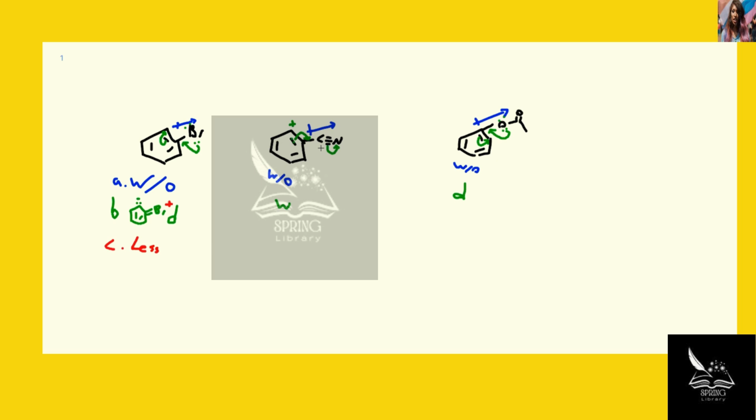Now for this middle example, we actually have two factors that are complementing each other. So we have a synergistic effect of two factors. Inductively, we're pulling electron density out of the benzene ring, and with resonance, we're also pulling electron density out of the benzene ring. So obviously, 1 plus 1 equals a positive number, so we're going to have a lower electron density in this benzene ring than benzene alone.